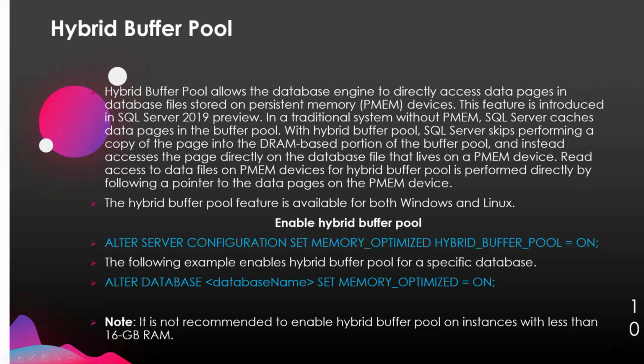The next important topic is the hybrid buffer pool. So what is the hybrid buffer pool? It allows the database engine to directly access data pages in database files stored on persistent memory, PMEM, devices. This feature is introduced in SQL 2019 preview. In a traditional system without PMEM, SQL Server caches data pages in the buffer pool. With the hybrid buffer pool, SQL Server skips performing a copy of the data into the DRAM-based portion of the buffer pool and instead accesses the page directly on the database file that lives on a PMEM device.